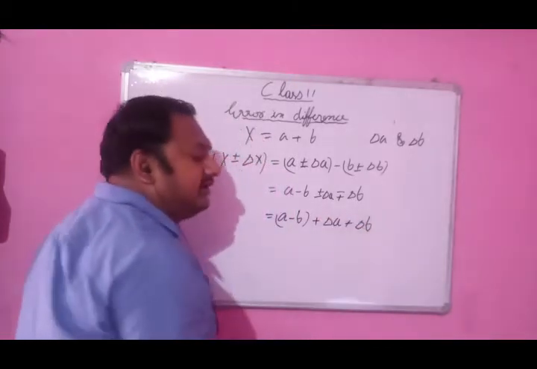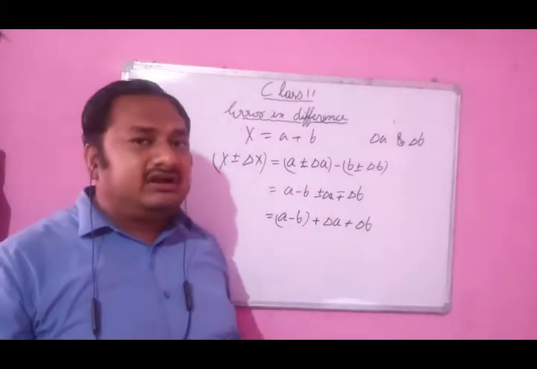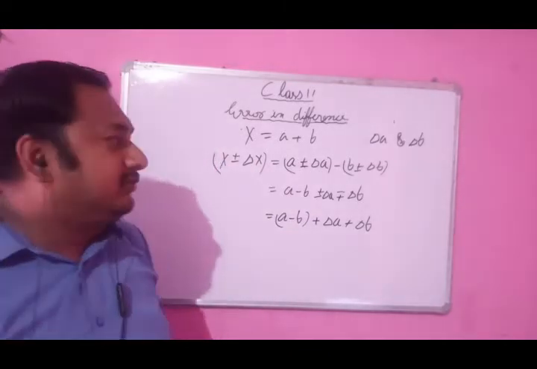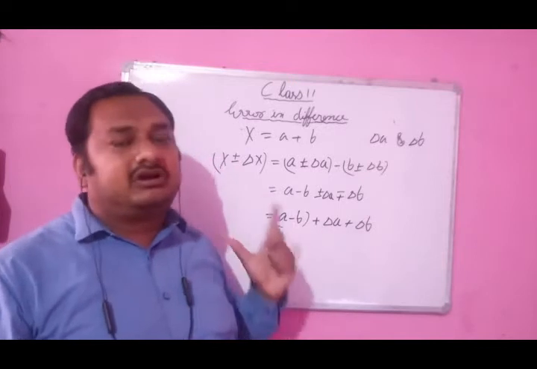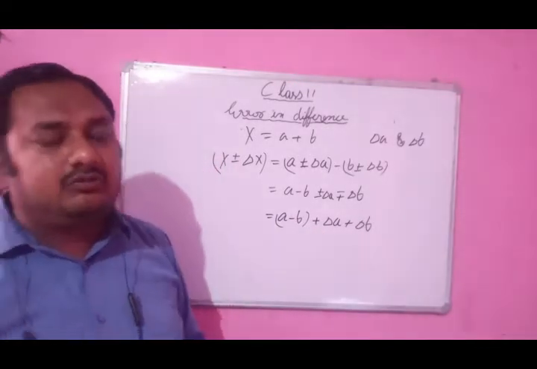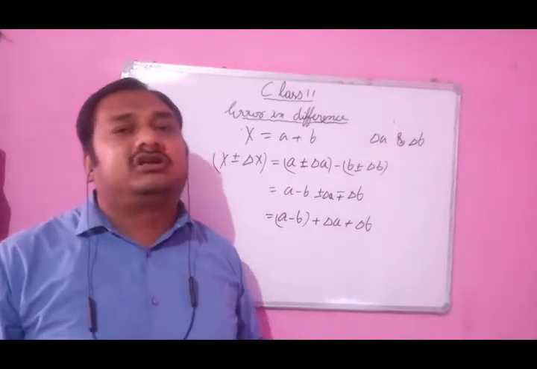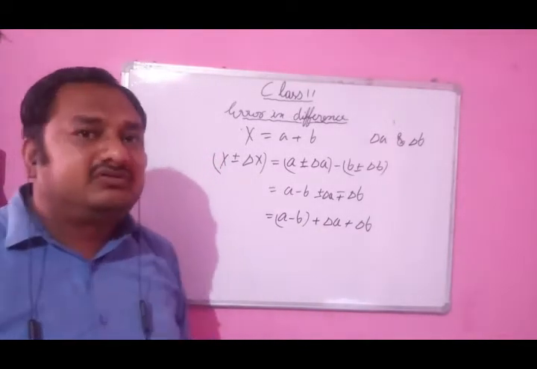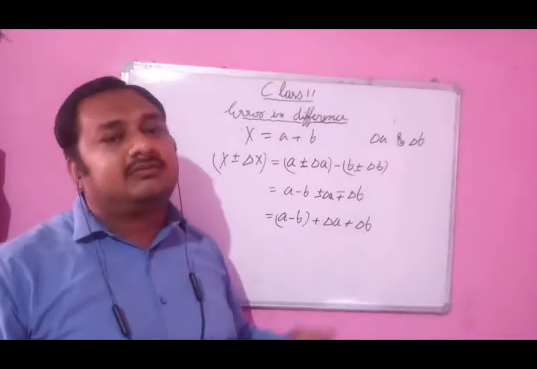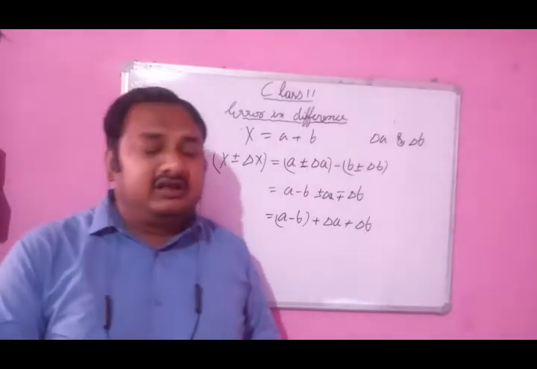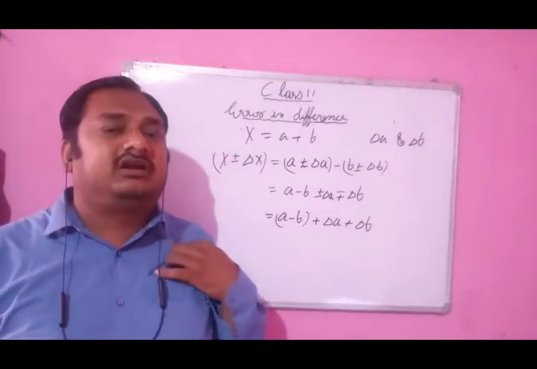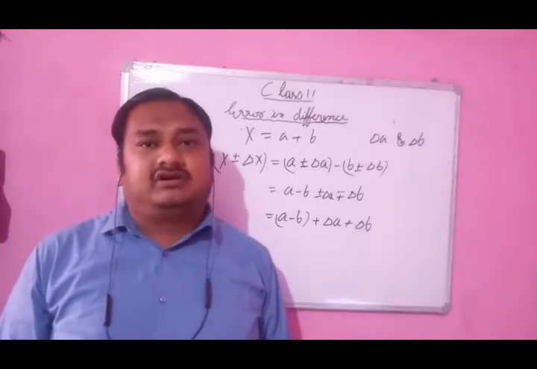I am writing directly the result. Whenever we add quantities, or whenever we take the difference of quantities, the maximum possible error is the sum of their absolute errors. This is the result that we have obtained whenever we add or subtract quantities. So in the next section we will see the error in a product, or error in multiplication and division.